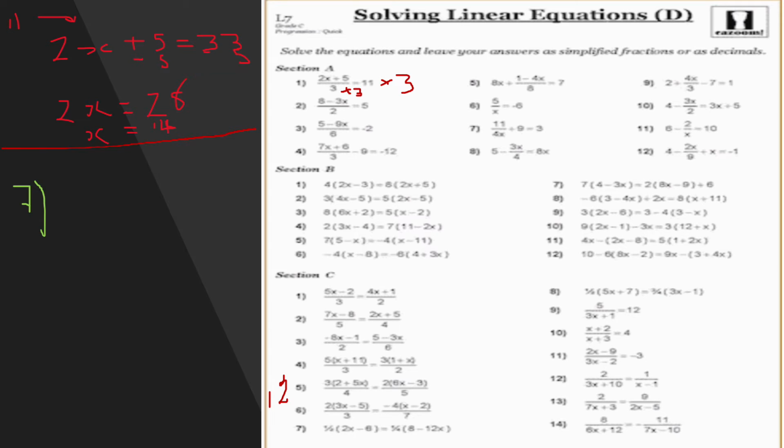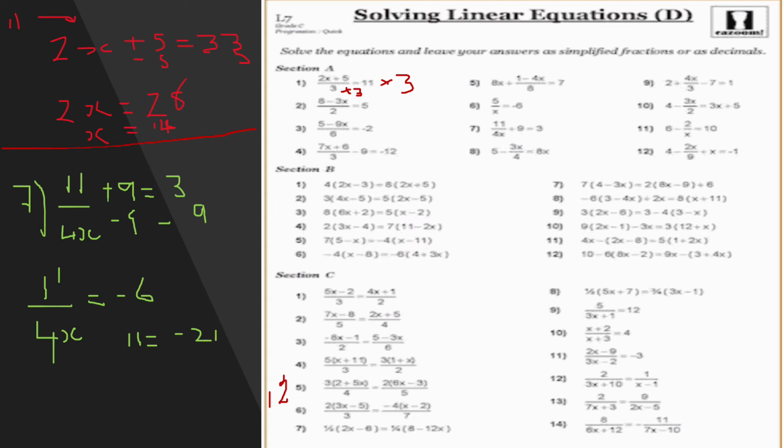So question 7, I've got 11 over 4x plus 9 is equal to 3. This time I've got the x on the denominator of my fraction and it's been times by 4. So step 1, I'm going to minus 9 on both sides, so I just get a fraction is equal to a number. So I get 11 over 4x is equal to negative 6. Multiplying both sides by 4x, I get 11 is equal to minus 24x.